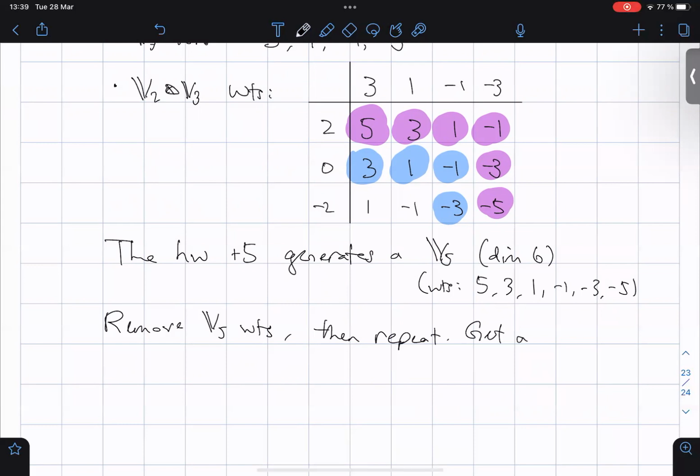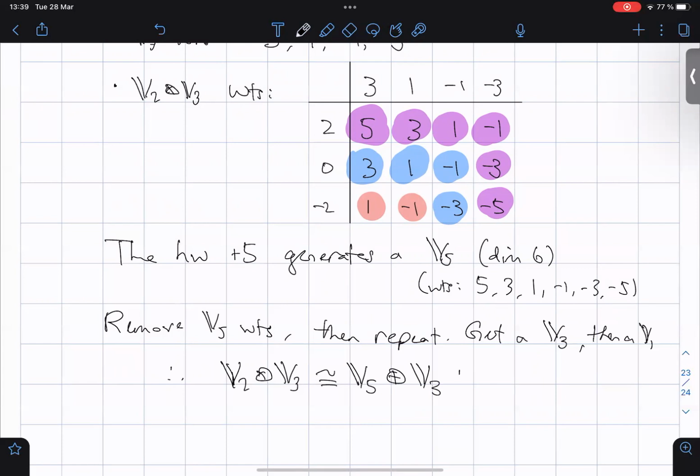We get V3, then a V1. Okay, so conclusion: we have V2 tensor V3 is isomorphic, not just as a vector space but as a representation of SL2, to a V5, a V3, and a V1. And that's of course through a dimension check.